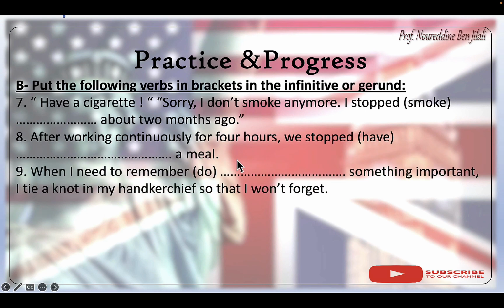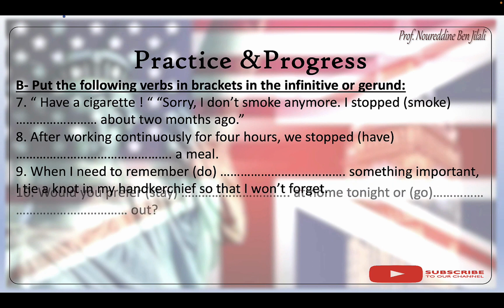Number 9. When I need to remember to do something important, I tie a knot in my handkerchief so that I won't forget. So remember here is a verb which is followed by gerund and infinitive with to, but here the action is done for a certain purpose, and the correct choice here is an infinitive with to. When I need to remember to do something important, I tie a knot in my handkerchief so that I won't forget.